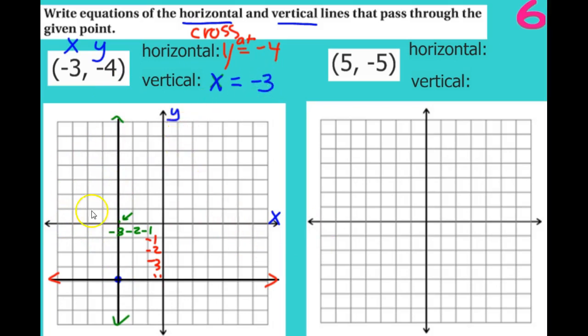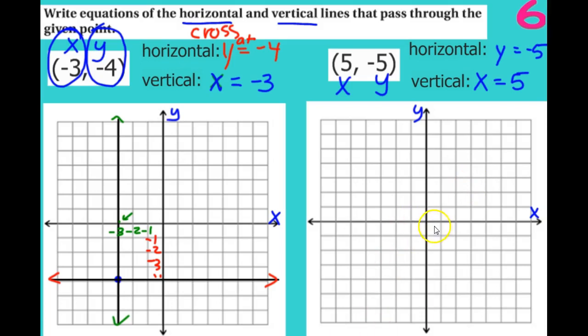We could have done this without even drawing our graph, because look here, x is at -3 always, and y is always at -4. So this one, I don't even need to plot my points. I know it's going to cross my x-axis. If it's crossing my x-axis, that line is going up and down. That's a vertical line at 5. And I know it's crossing my y-axis at -5, because a horizontal line would have to go through this y-axis.